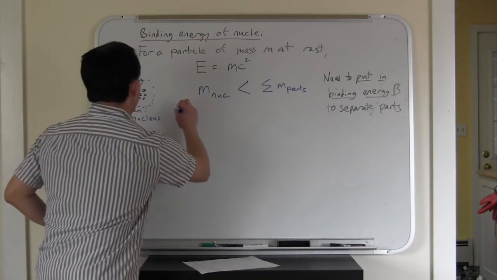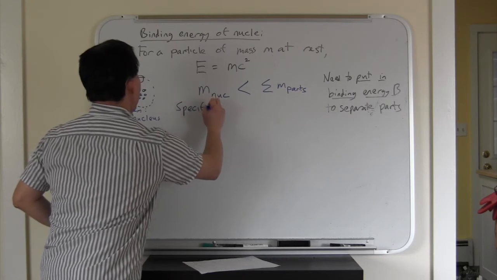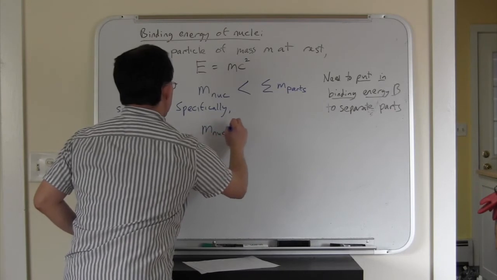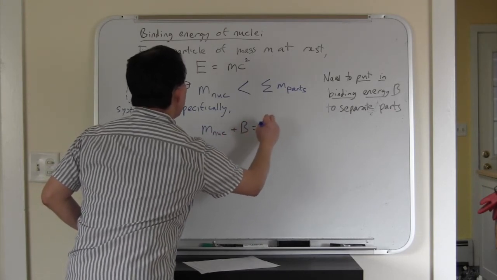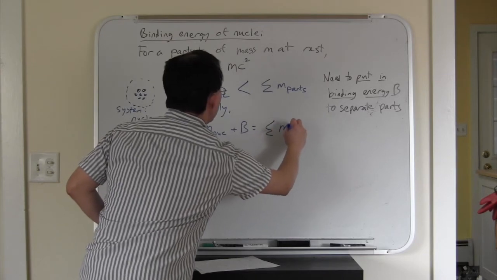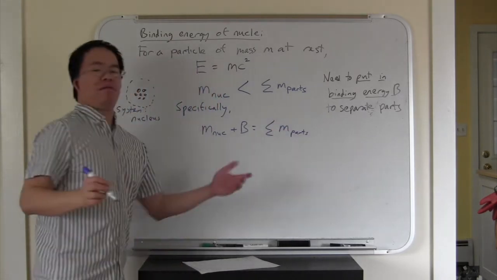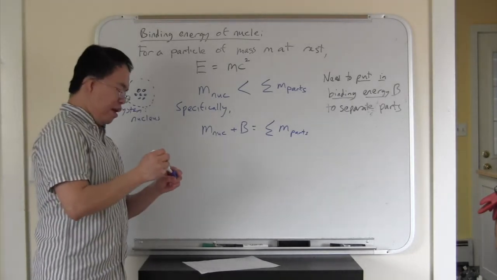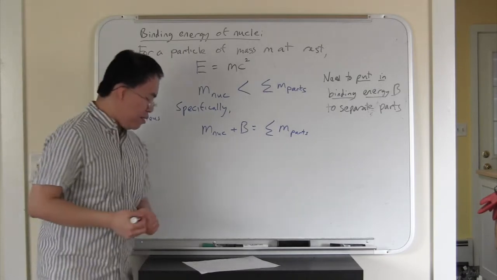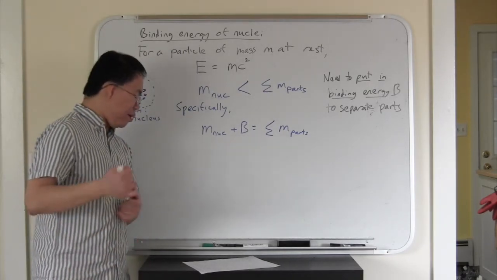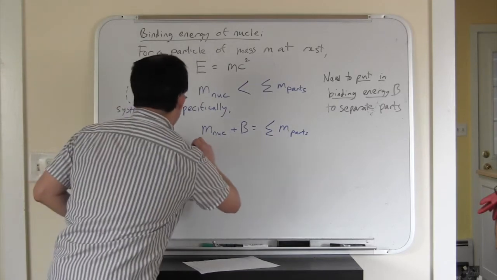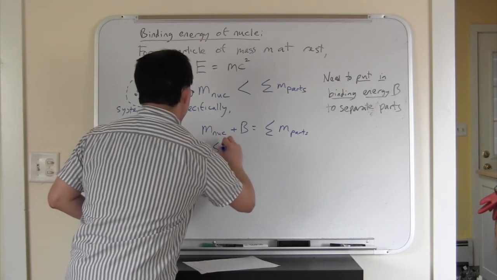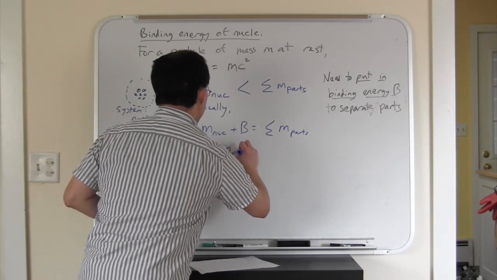So specifically, m nuc plus our binding energy B is defined to be equal to the sum of the masses of our parts. Now it turns out we can do some calculations with this. Let me actually solve for the binding energy specifically. It's going to be the sum of the masses of the parts.